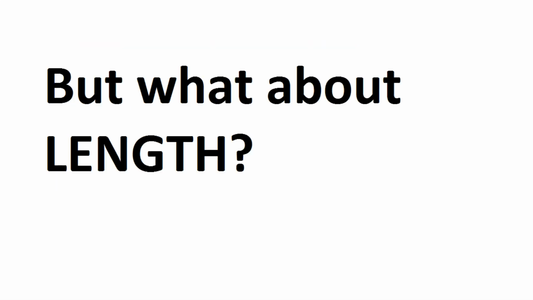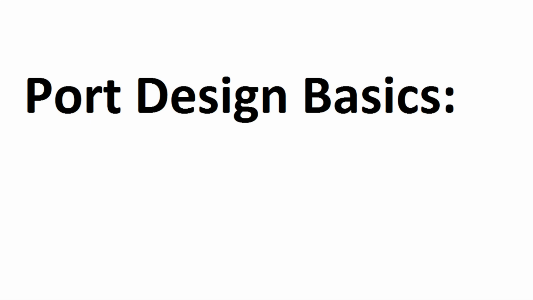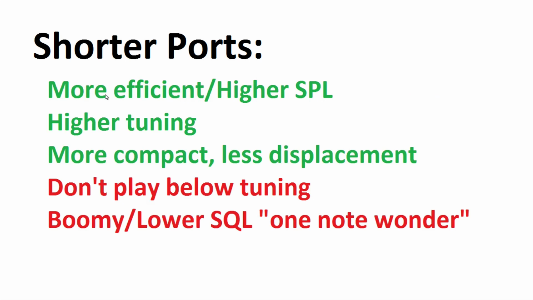But that's just the surface area. What about the length of the port? Well, here are just some basic principles of ported speakers. Shorter ports tend to be more efficient or higher SPL. They're good for higher tuning frequency, if that's what you're after, and more compact because there's less port displacement. Basically, the port takes up less space inside the box, but they don't play below tuning virtually whatsoever. If you've got a speaker enclosure which is tuned to 60 Hz, it will have trouble doing 50 Hz properly. And also it tends to be boomy, or stereotypically lower SQL, or sound quality.